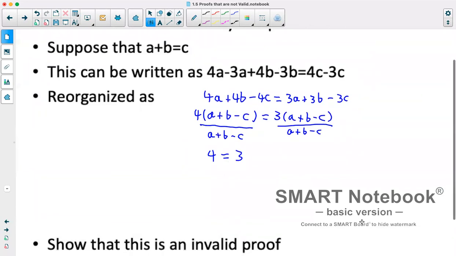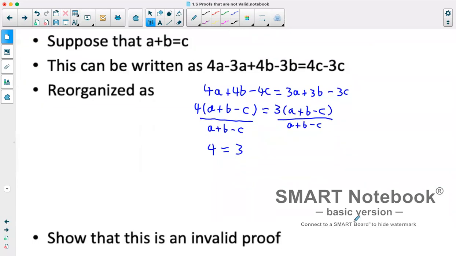So now we want to show that this is indeed an invalid proof. Mathematically, it looks like they did rearrange the equation correctly. However, whenever we are dividing something in an equation, we need to go back and double check what exactly we're dividing by. Because if we have A plus B equals C, which is taken from up here, if I move the C to the other side, that gives me A plus B minus C equals 0.